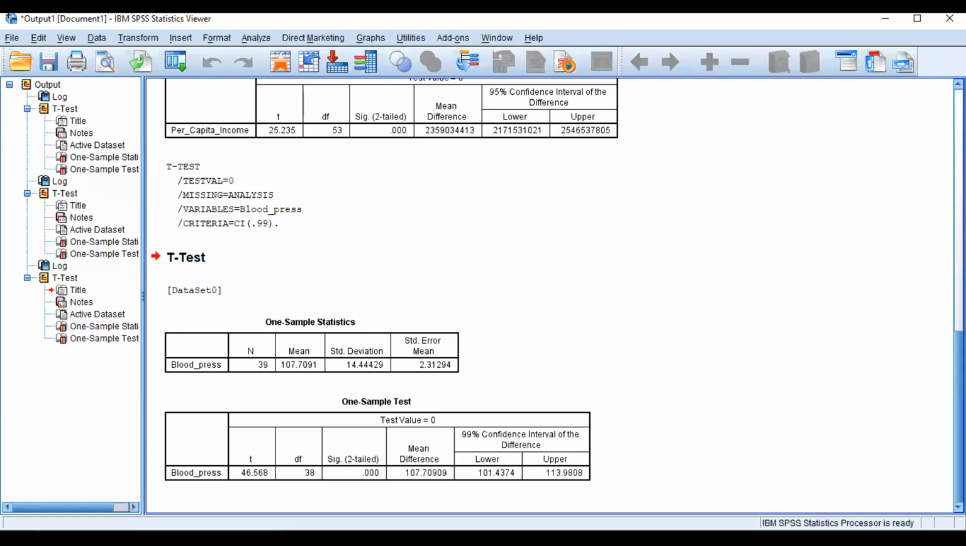I'm sharing the output window for this explanation. Okay, we have this explanation. One sample t-test again, because blood pressure N is 39 and degrees of freedom is 38. Degrees of freedom is what here?